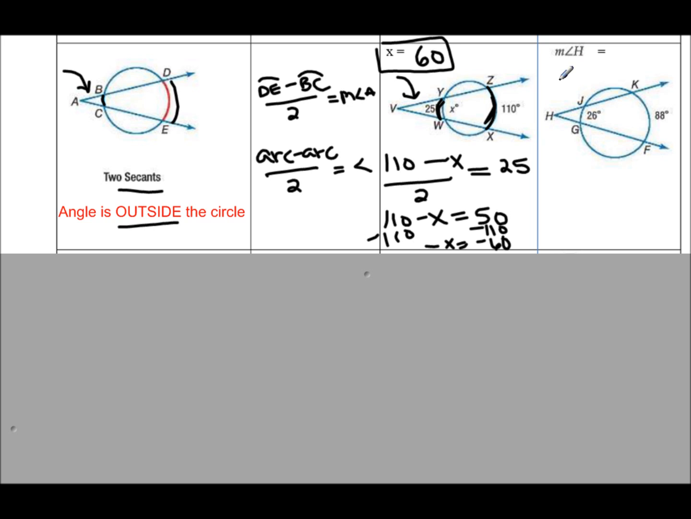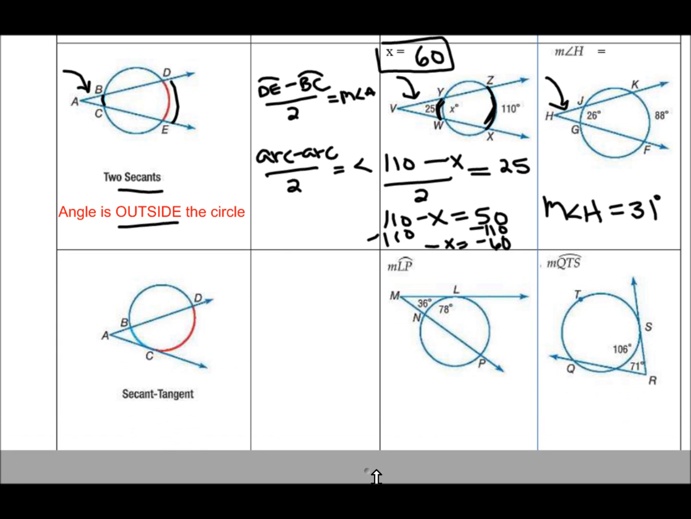Alright, so I'd like for you to pause the video and try the next example on your own. We're looking for the measure of angle H, which is an outside angle. And you should have gotten the measure of angle H is 31 degrees. If you didn't, ask a neighbor or raise your hand.